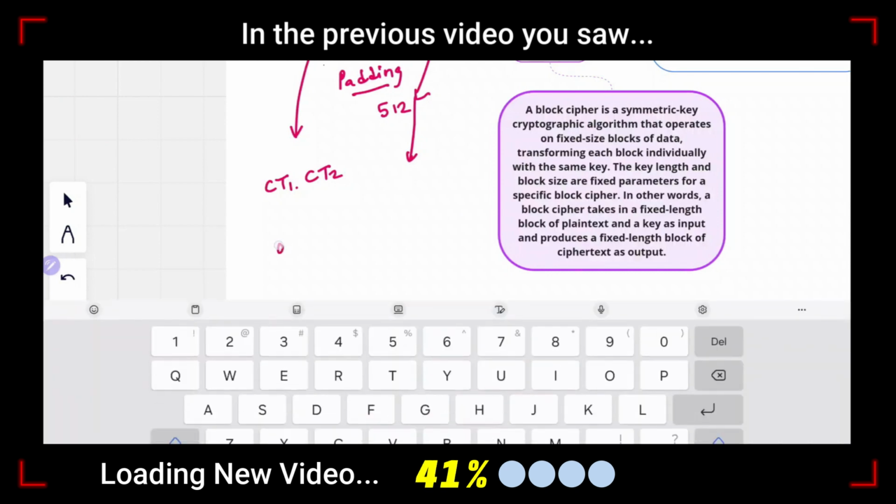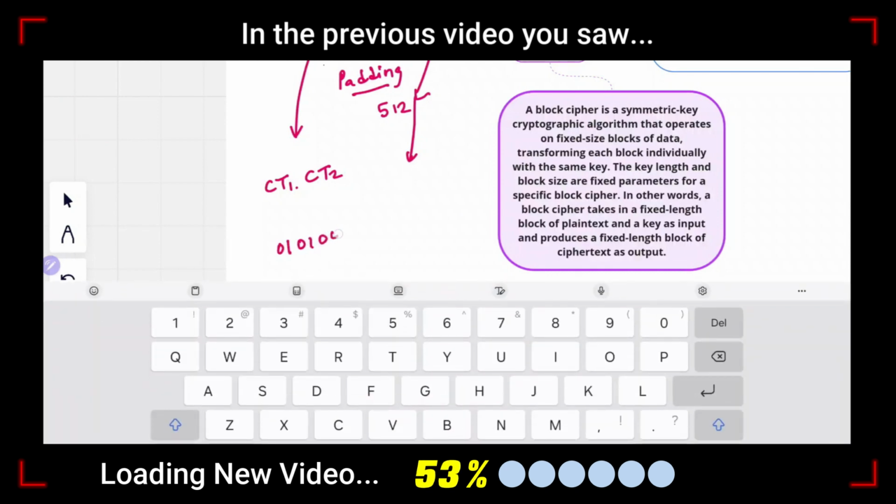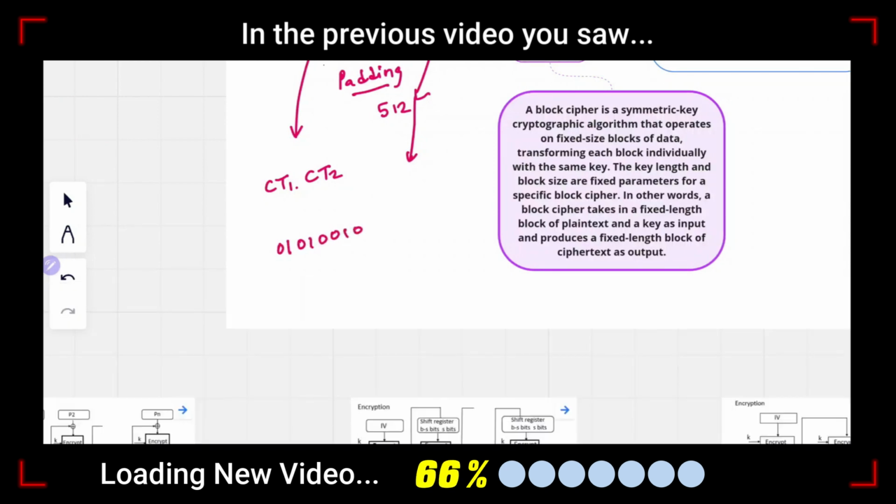So if the first ciphertext is 01010010 and the second ciphertext is 11110000, this is nothing but your final ciphertext.